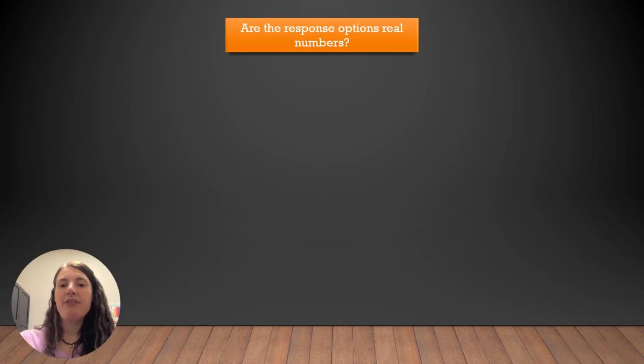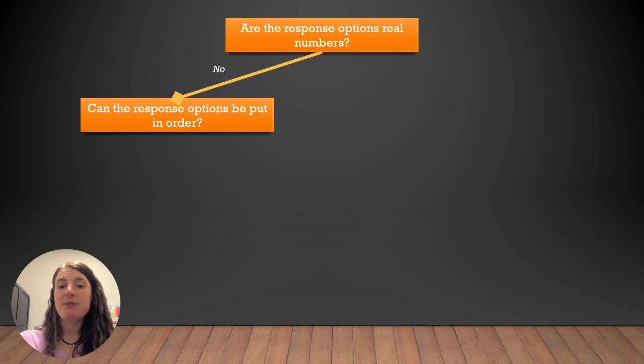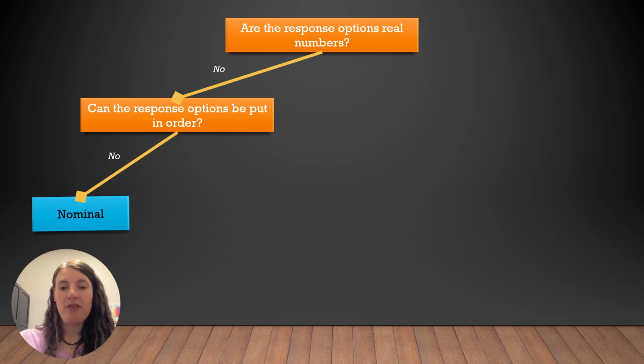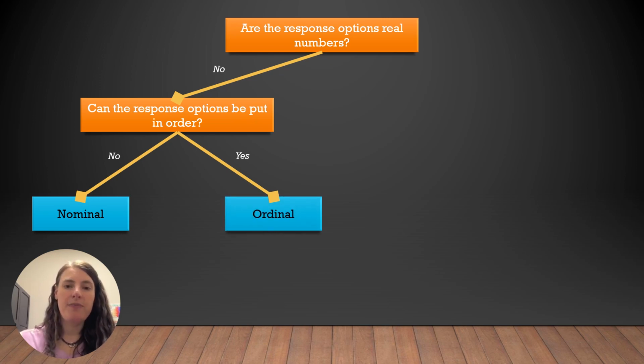Let's get started. The first question you need to ask is if the response options are real numbers. If not, then you ask the next question of, can the response options be put in order? This means you could rank them from least to greatest, smallest to largest, longest to shortest, etc. If not, then you've identified the level of measurement for that variable. Response options that are not numerical and cannot be put in any identifiable order are nominal level options. If you can put your response options in order, then you've identified the variable as an ordinal variable. Response options that are not numerical but can be put in ranked order of some kind are ordinal level variables.